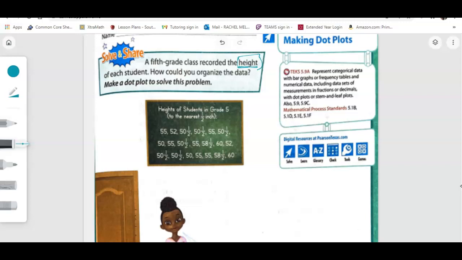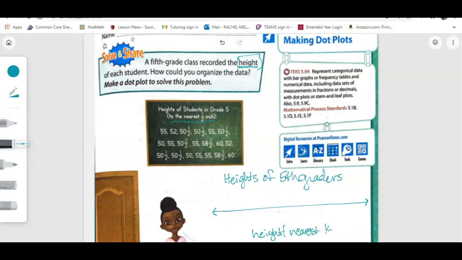Okay, so what they have here is all of that information. They're giving me my title. So my title is heights of, I'm going to say 5th graders. And they're even telling me what my label needs to be. So I draw my number line because a dot plot is on a number line. And I put my label, height, and they're telling me it's to the nearest inch. Excuse me, nearest half inch.